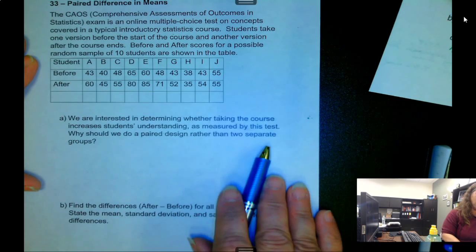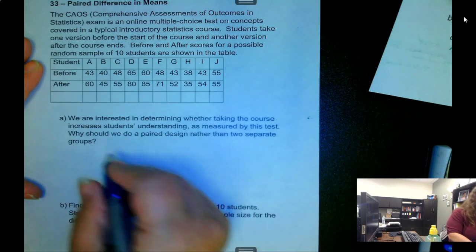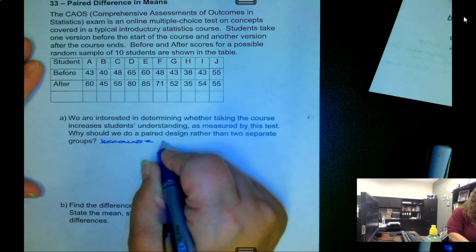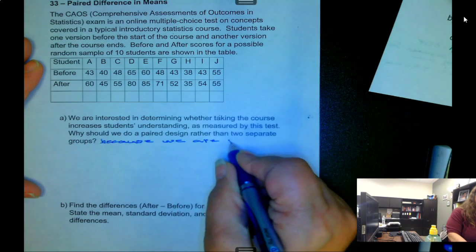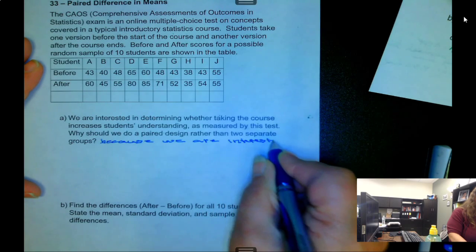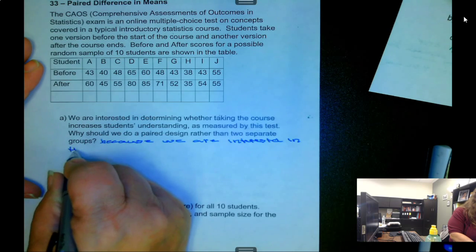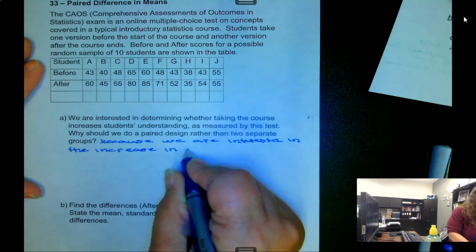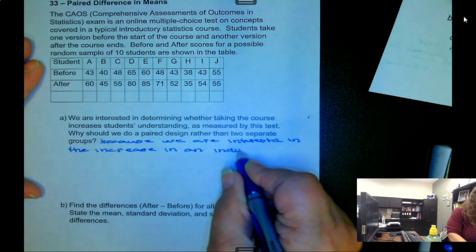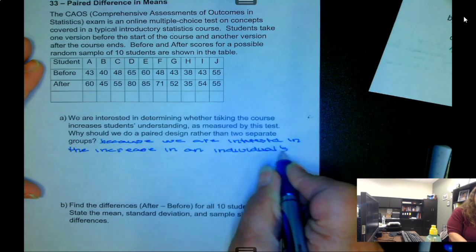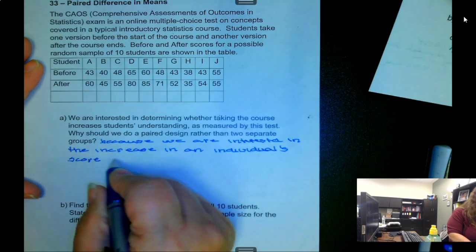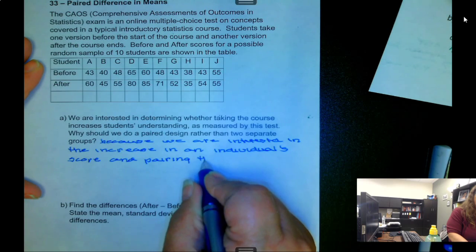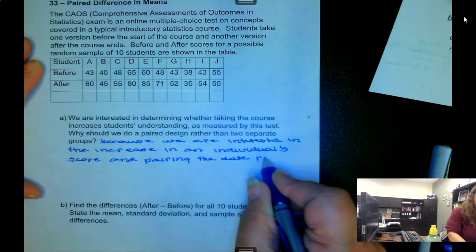Why should we do a paired design rather than two separate groups? And that would be because we are interested in the increase in an individual's score, and pairing the data reduces random variation.